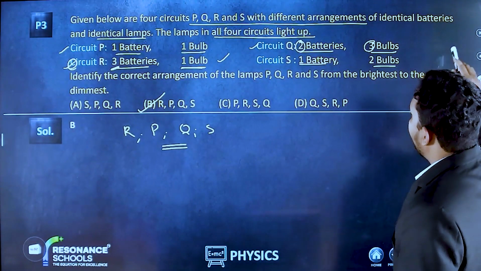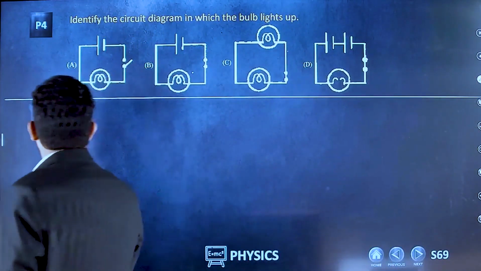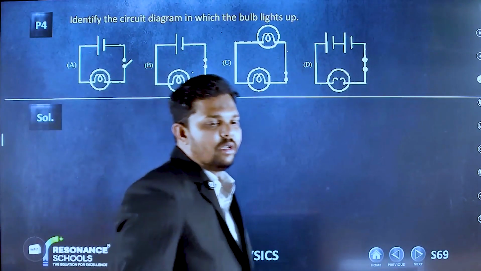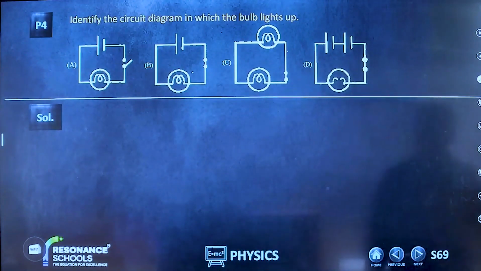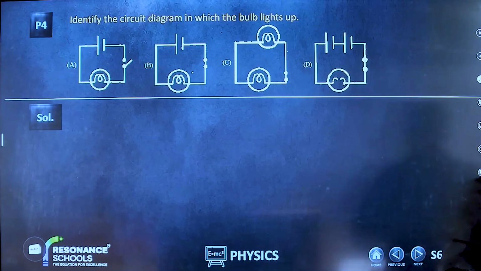Question number 4. Identify the circuit diagram in which the bulb lights up. You can say the answer. Let's see how many students can say it. Some are saying B, some are saying D. I'm able to see your answers. Okay, B, yeah, big B.